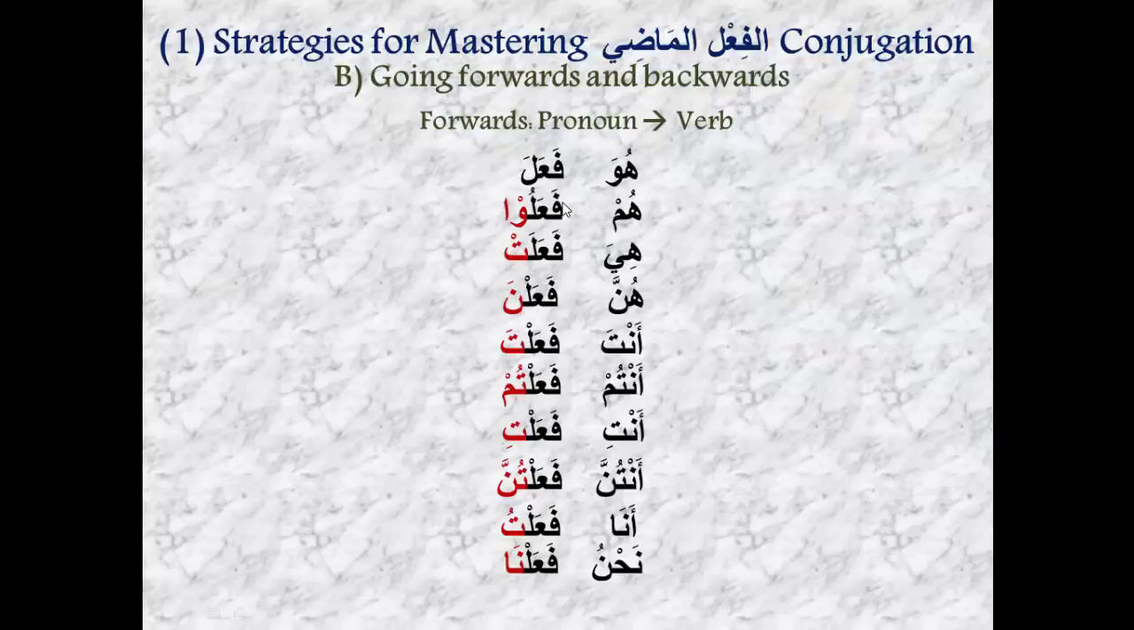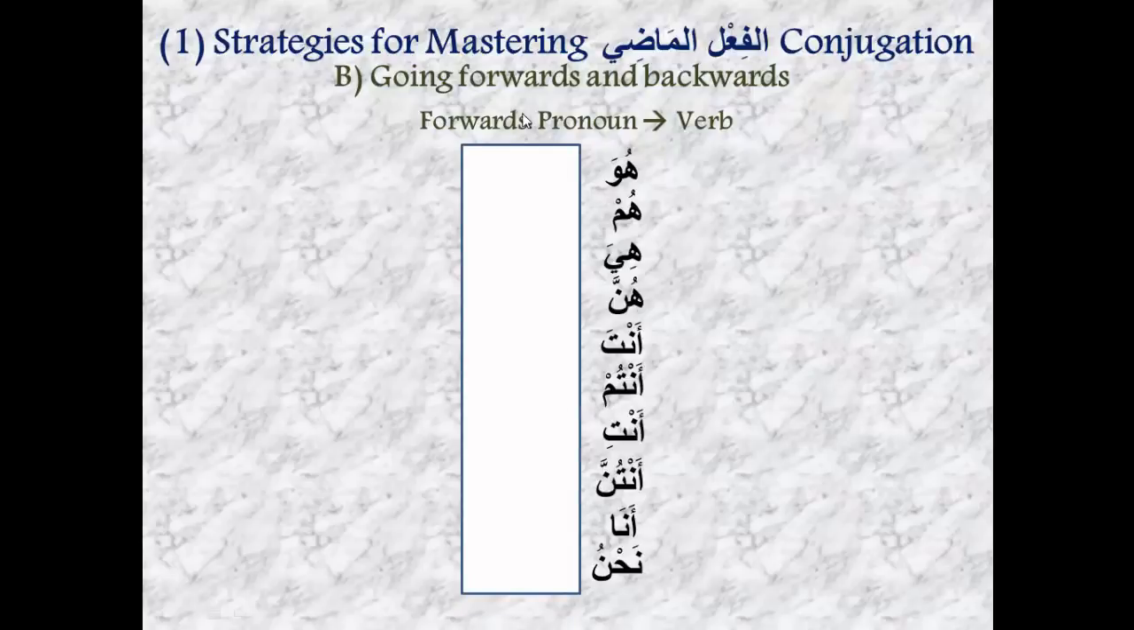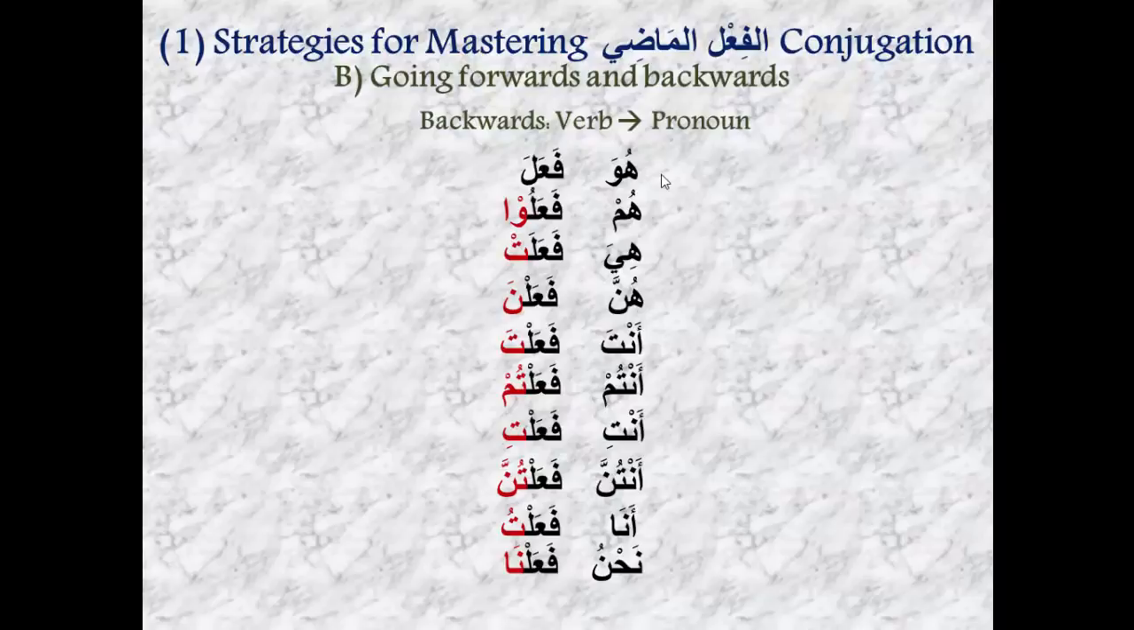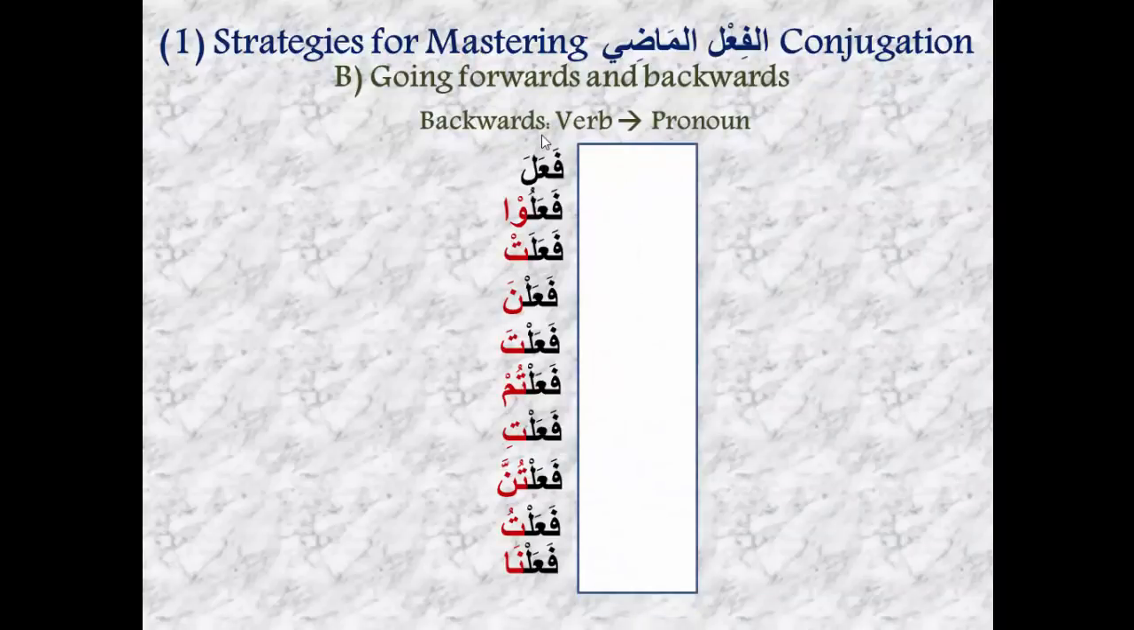Going forwards is basically training yourself to go from the pronoun to the verb. So you would take a piece of paper and cover up the left column and then try to predict the verb. Then you would move this paper down as you proceed. Going backwards is simply covering up the pronoun and training yourself to go from the verb to the pronoun. So training yourself to predict the pronoun when you see fa'alta, knowing that this belongs to anta. Fa'altunna belongs to antunna, etc.